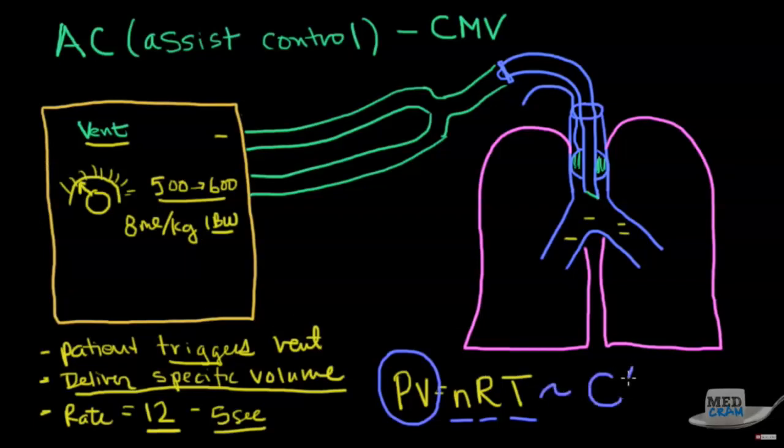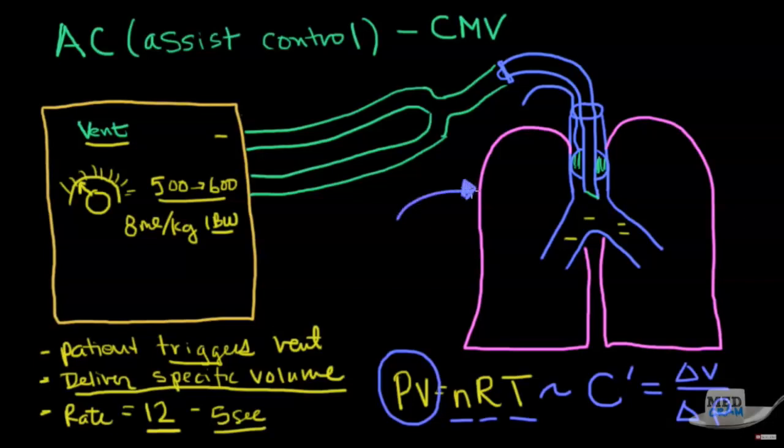However, the other way of looking at this is compliance, which I'll abbreviate as C. Compliance is equal to the change in volume over the change in pressure, which means that if the pressure changes a little bit and the volume changes a lot, then you have a very compliant lung. If you don't have a very compliant lung, it's going to take a lot of pressure to make just a small amount of change. Here's the point.